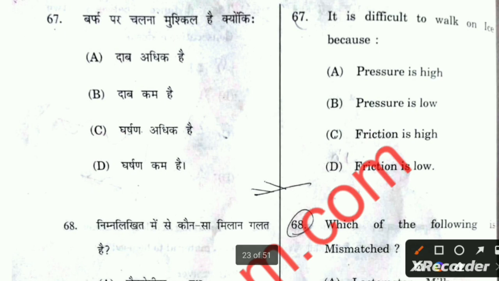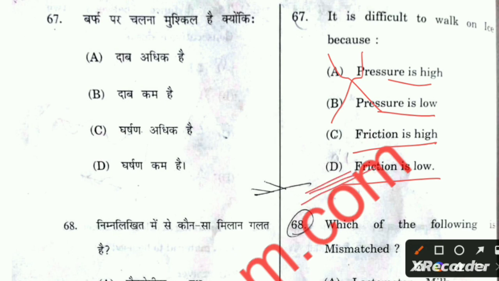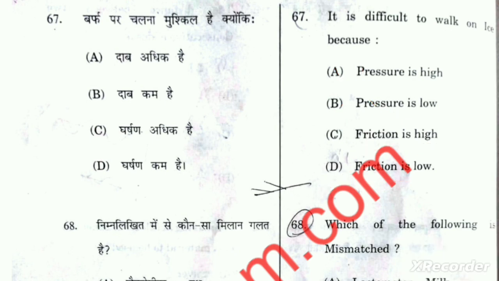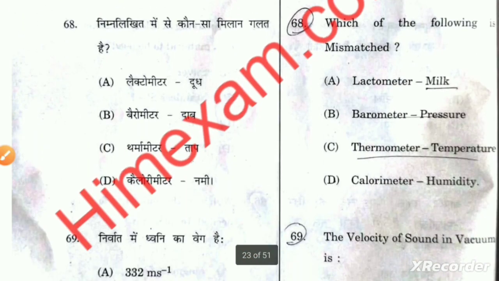It is difficult to walk on ice because, options: pressure is high, pressure is low, friction is high and friction is low. There is no other concept of pressure here. So the right option is less friction, means friction is low. So D option is the right option. So move to the next question.